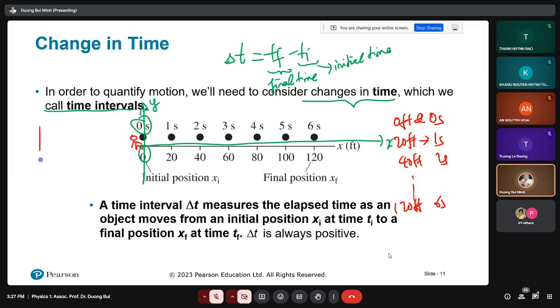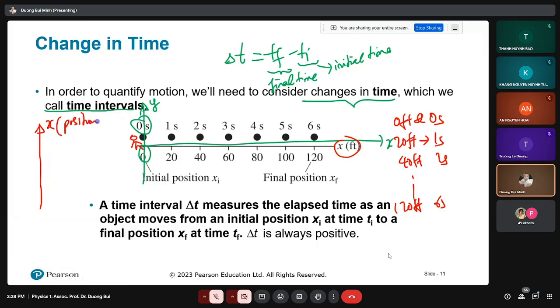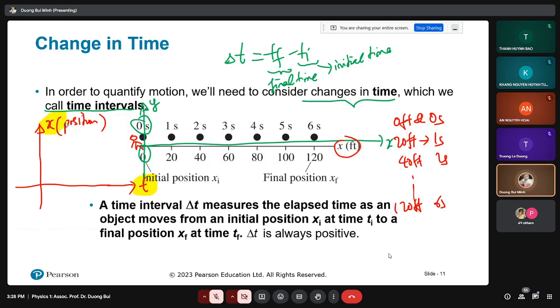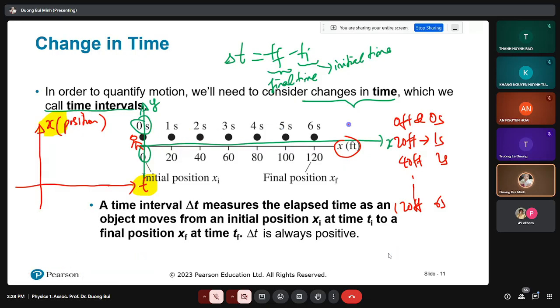Now think about the y-axis: it is displacement, or the position. Actually you just say position. So the y-axis is position, and the x-axis is times. How many seconds do we consider? 0, 1, 2, 3, 4, 5, 6.